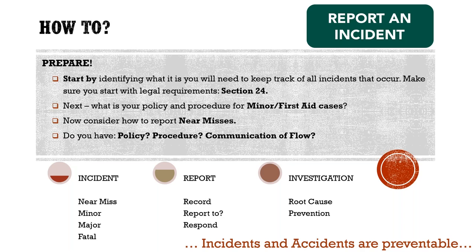Then the investigation phase. Who's going to do the root cause analysis of why the incident occurred? And how are you going to prevent this incident and accident from occurring again? Well, let us ask, do you have a policy for near misses, minor, major, and fatalities? The reason for this is it's going to assist you in preparing a procedure for reporting as well as recording and investigating incidents and accidents.